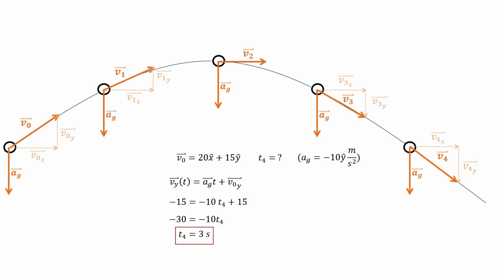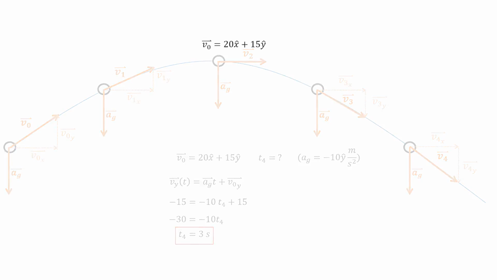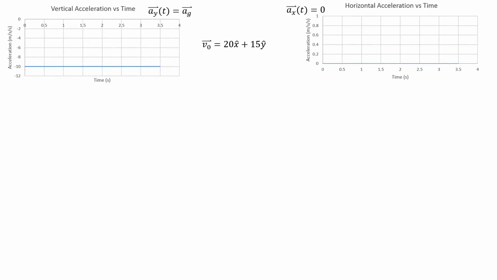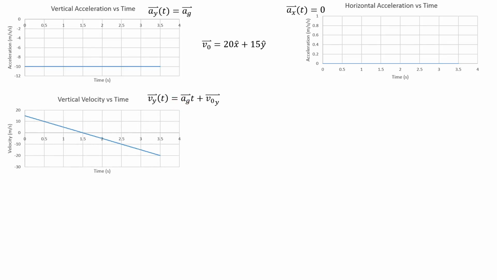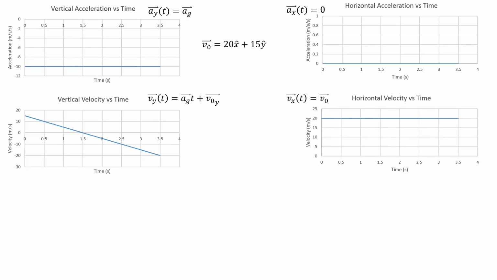Plotting the position, velocity, and acceleration versus time can be done quickly for each dimension separately. The vertical acceleration is a horizontal line at a equals -10 meters per second squared, whereas the horizontal acceleration is a horizontal line at 0 meters per second squared. The vertical velocity is then a line with a constant slope of -10, starting from our initial y velocity. Notice that the magnitude of the y velocity is reflected across the point where it crosses the x-axis at 1.5 seconds. And the horizontal velocity is a horizontal line at our initial x velocity.